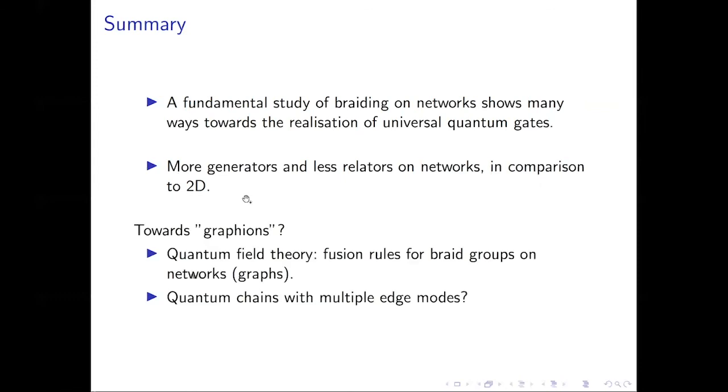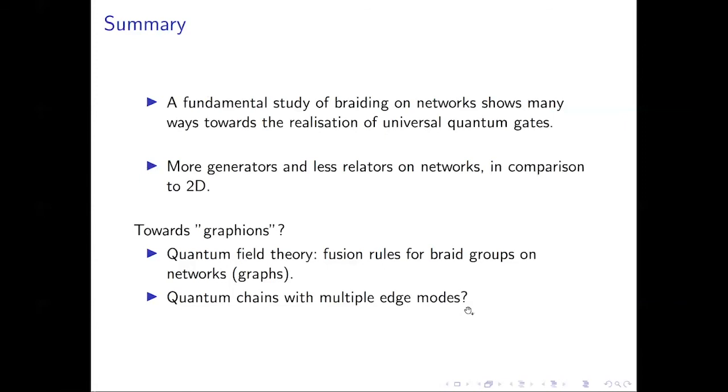Now, can we have some physical realizations of this, like particles called graphions, for instance? That's not my idea to call them like that. But how could one have such graphions? One way would be to take quantum field theory and translate fusion rules to those graph braid groups. And this is an ongoing effort. Actually, the important thing is that the fusion rules depend on the braid group itself. So there will be a huge difference, in fact.